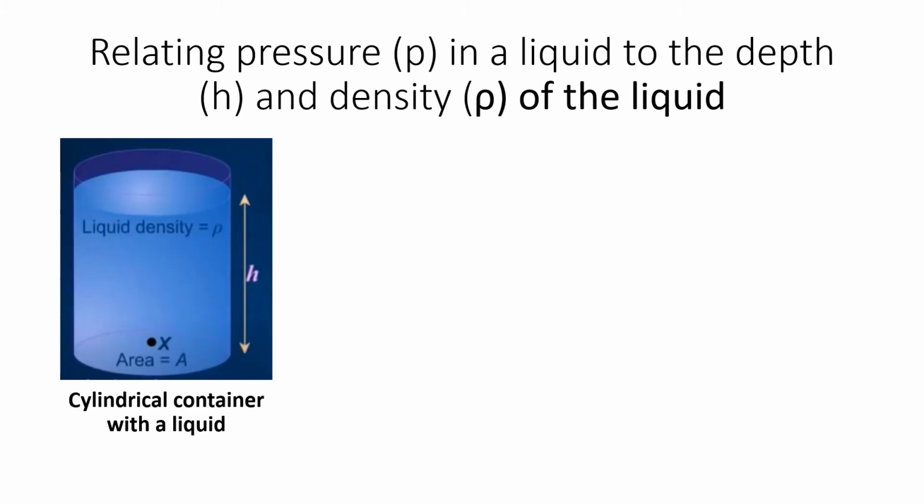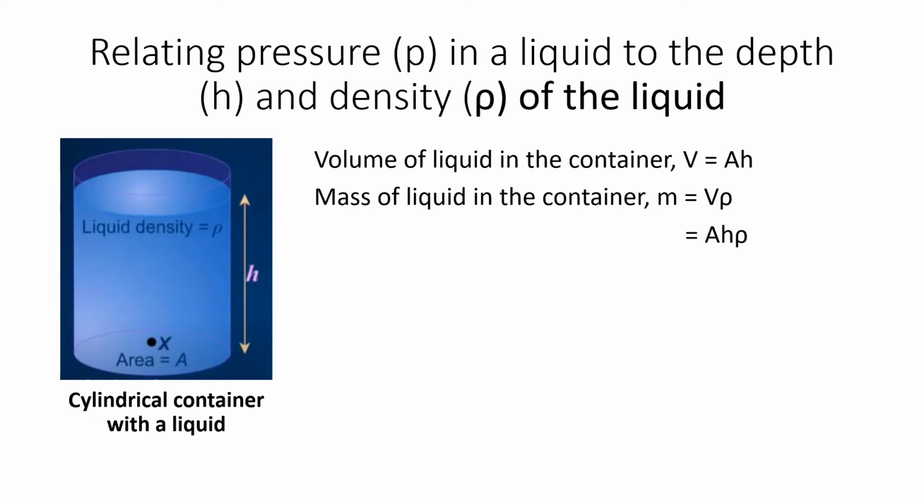Consider a cylindrical container of height h and cross-sectional area A which is filled with a liquid of density rho. The first step is to find the volume of liquid in the container by multiplying the cross-sectional area by the depth of liquid in the container. Next, using the volume of the liquid and the liquid density, find the mass of liquid in the container.